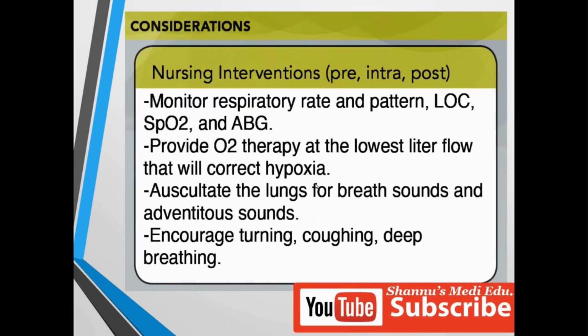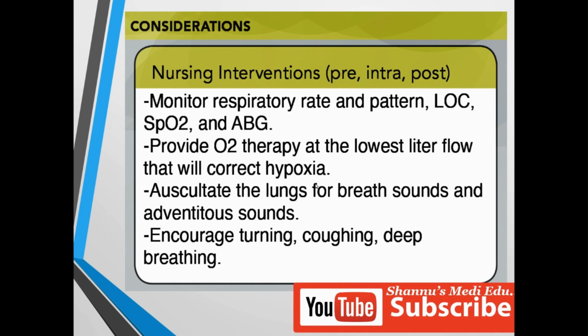The nursing interventions: pre, intra and post. The pre-nursing intervention should be to monitor the respiratory rate and pattern of the patient, oxygen level, loss of consciousness, saturation SpO2 levels and ABG. So this is the most important intervention for a nurse. We should follow this before administering oxygen.